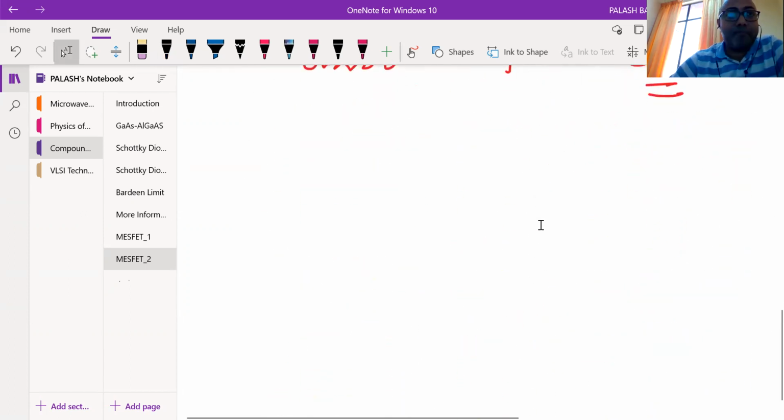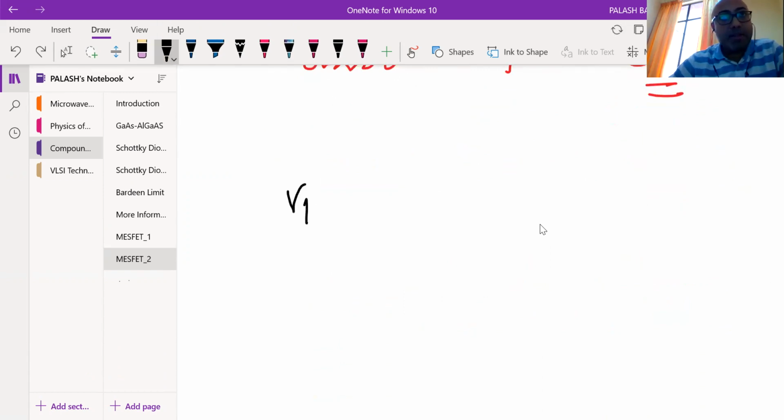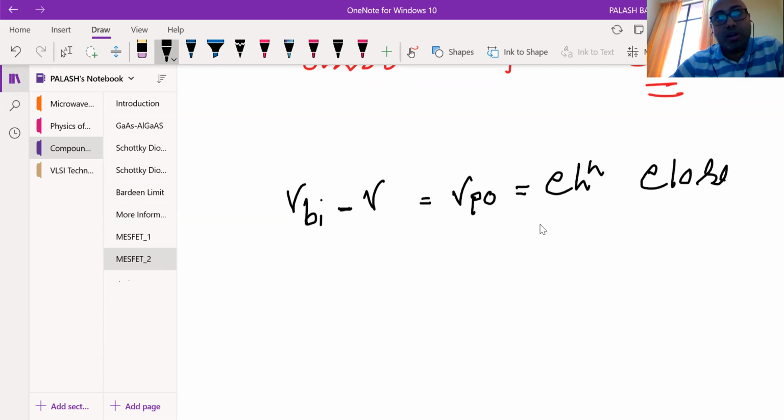So it means you have a VBI. Now you have applied some gate voltage, okay? And if this condition gives you a voltage where the channel is closed, this voltage we are calling the pinch off voltage, and this gate voltage is called the threshold voltage. So that is very important.